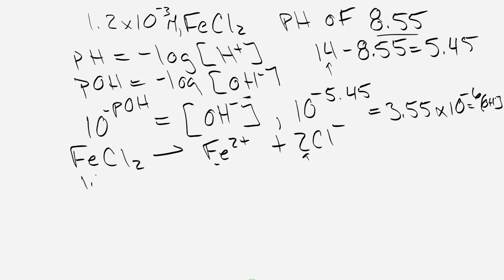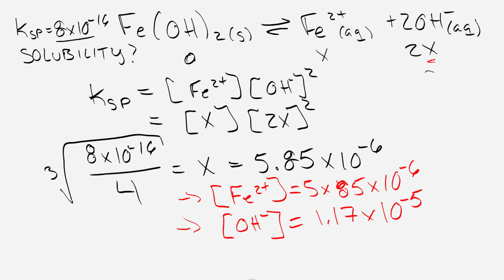We have 1.2 times 10 to the negative 3 molar of our FeCl2. That means I have 1.2 times 10 to the negative 3 molar of Fe2 plus. So that's my concentration of my iron. So let's see what that does to things. We come back here, 10 to the negative 3 is indeed larger than 10 to the negative 6, and now you're thinking, bummer, I should have started there.